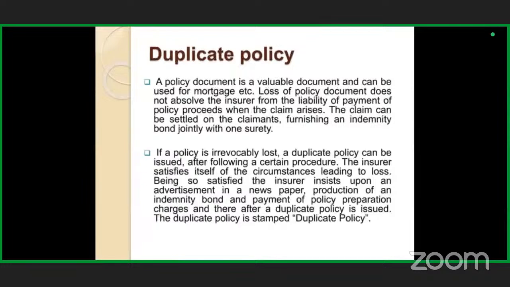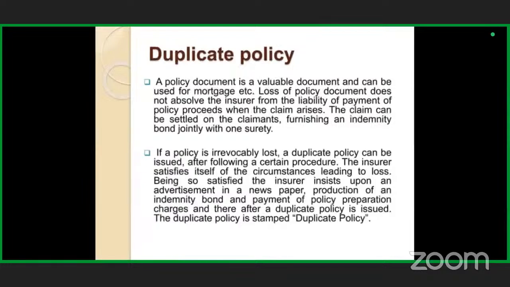If a policy is irrecoverably lost, a duplicate policy can be issued after following certain procedure. The insurer satisfies itself about the circumstances leading to the loss. Being so satisfied, the insurer insists upon the advertisement in a newspaper, production of an indemnity bond, and payment of policy preparation charges, and thereafter a duplicate policy is issued. The duplicate policy is stamped as duplicate policy. So when the original copy is lost, a duplicate copy will be issued by the insurer by satisfying some conditions.